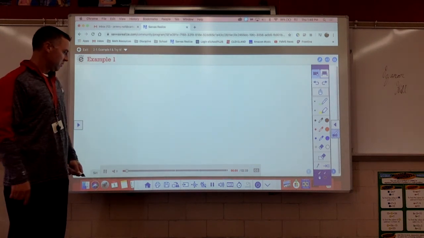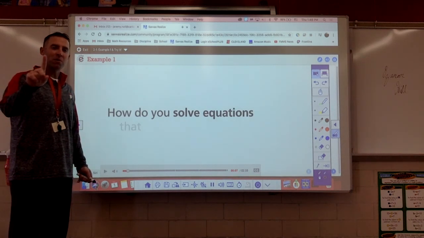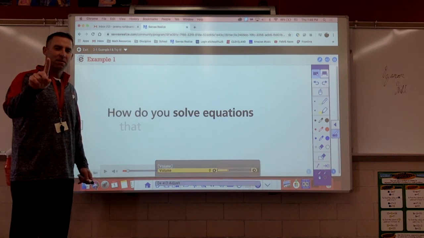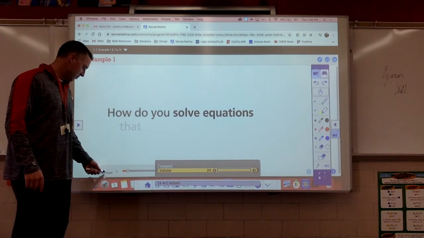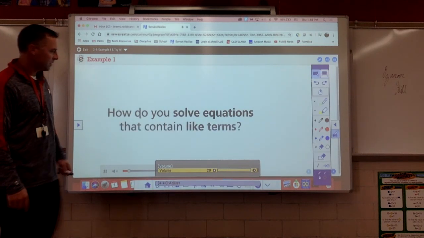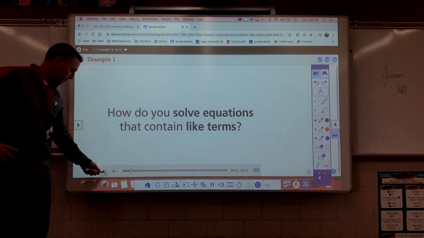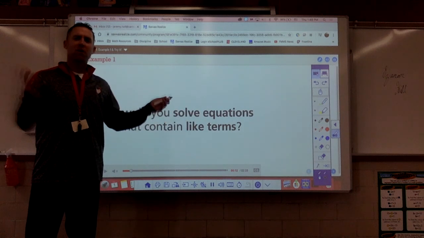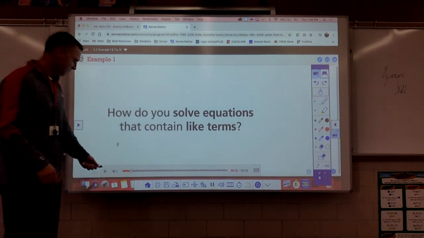How do you solve the equation? Pause for a second. We may want to turn the volume up a little bit. Let's go. Contain like terms. Think about this question during the lesson. Now you may be wondering, what are like terms? Like terms are terms that have the same variable raised to the same power.